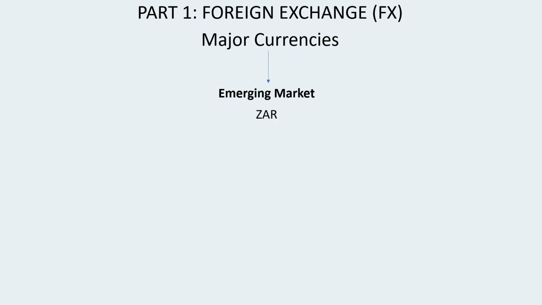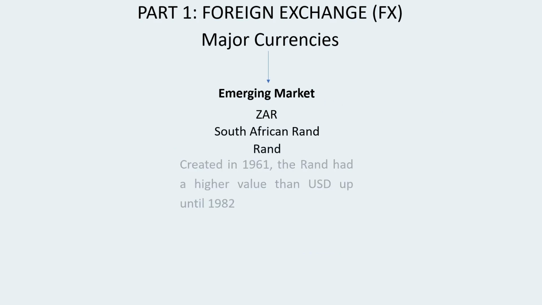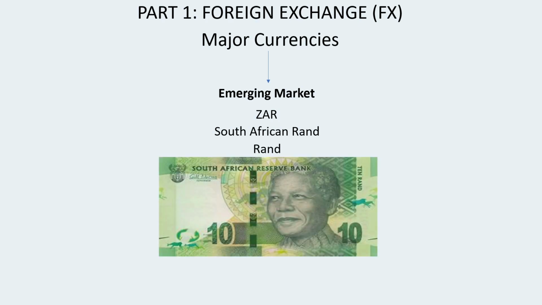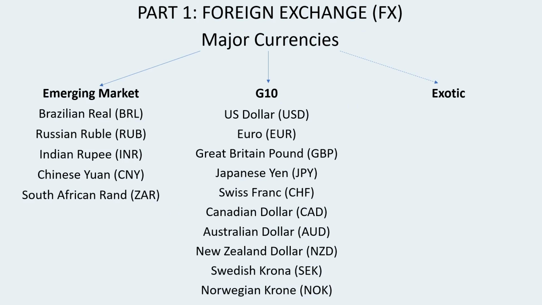Last but not the least, we have the ZAR, which is the ISO code for the South African rand. It was created in 1961, and the rand actually had a higher value than the US dollar up until 1982. Now you might wonder why it is ZAR and not SAR, since it's South African rand. The ZAR is the acronym of, pardon my pronunciation, Zuid-Afrikaans rand in Dutch. Of course, Nelson Mandela is on the note. We're now done with the emerging market currencies, in which I've covered the Brazilian real, the ruble, the INR, CNY, as well as the South African rand.